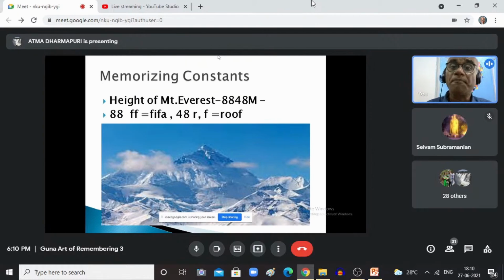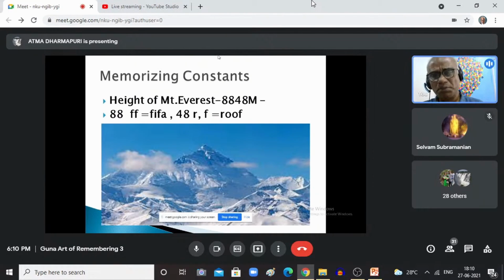The FIFA is the World Cup, and 48 is R and F. So you can form a new word called roof. So the FIFA World Cup happened on the roof of Mount Everest. So you will never forget 8848.